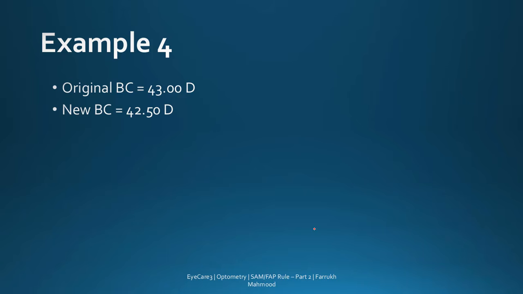Coming to example number 4, here we have base curve 43 diopters, and the new base curve is 42.50 diopter. So we have decreased the value of base curve in diopters, which means that we have made the lens flatter. So in this case we will add plus 0.50. Why? Because the difference between the original and new base curve is 0.50 diopters.